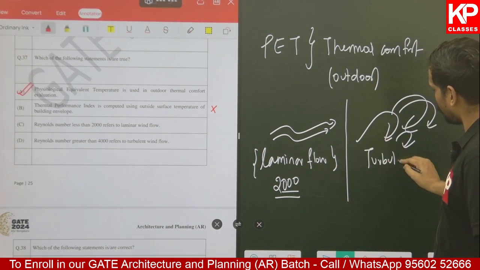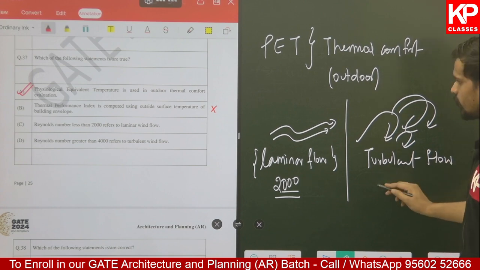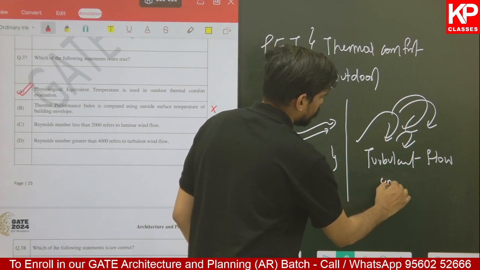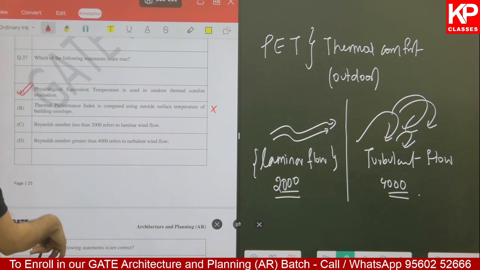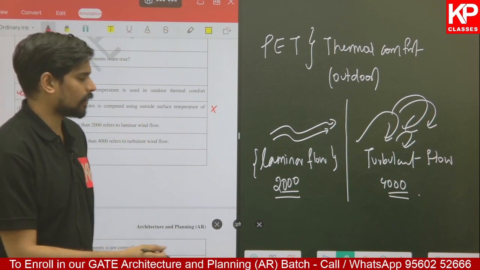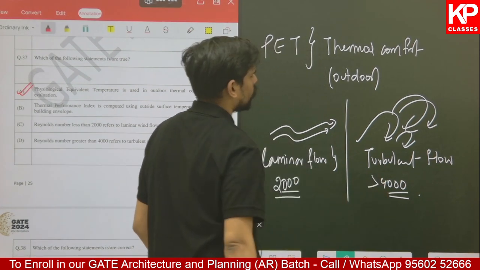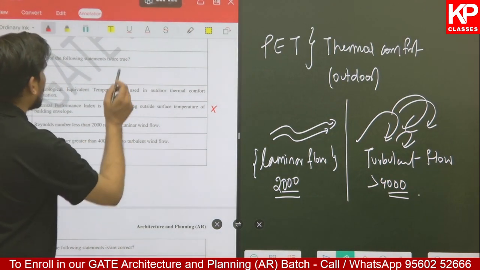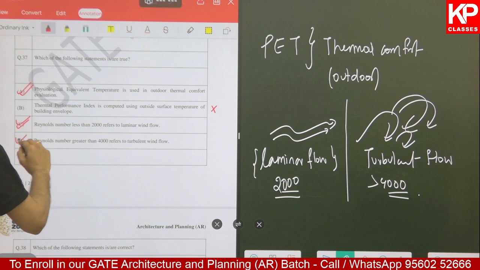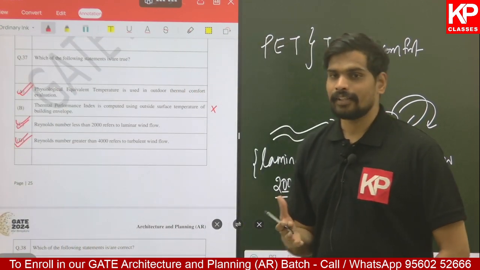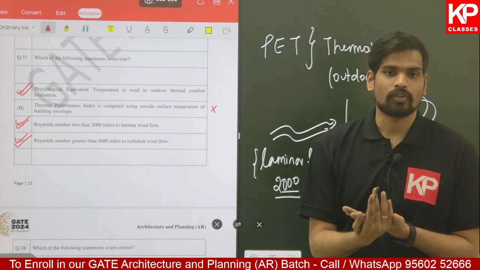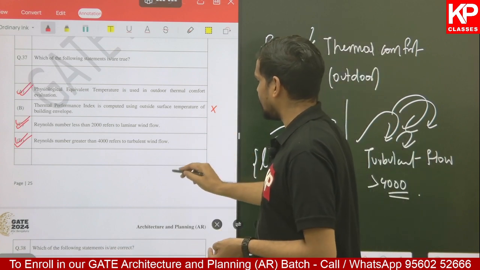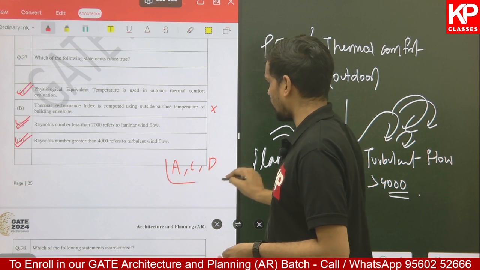Whereas for turbulent flow, Reynolds number is generally assumed to be from 3500 to 4000. In most of the books it is written as 3500. But here they are talking about greater than 4000; the Reynolds number should be more than 3500 for turbulent flow. 4000 also is a value mentioned in some of the books, so both C and D can be correct. However, students can try contesting it. 4000 or 3500 is a value which is referred to in some books for turbulent wind flow. However, A, C and D can be the correct options.